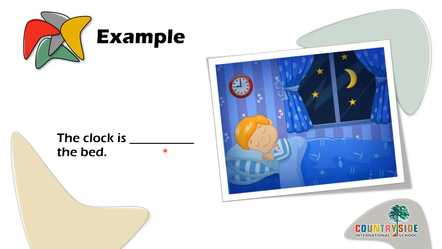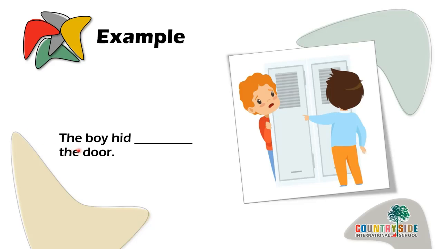The clock is dash the bed. So this is the bed and this is the clock. What will you say? Above the bed. The boy hid dash the door. Where is the boy hiding? Yes, he is hiding behind the door.